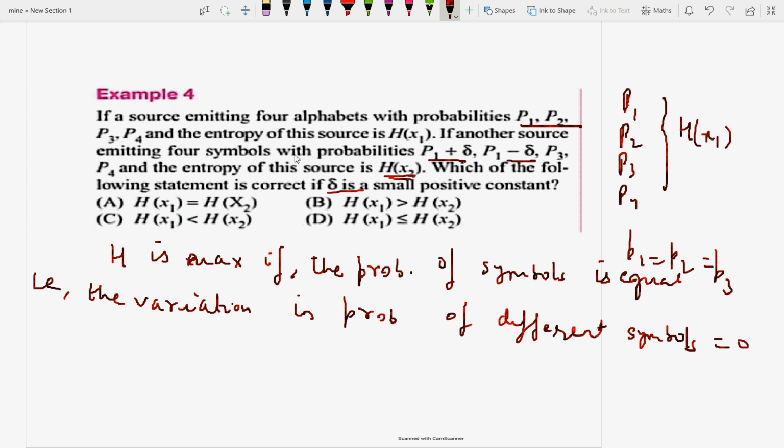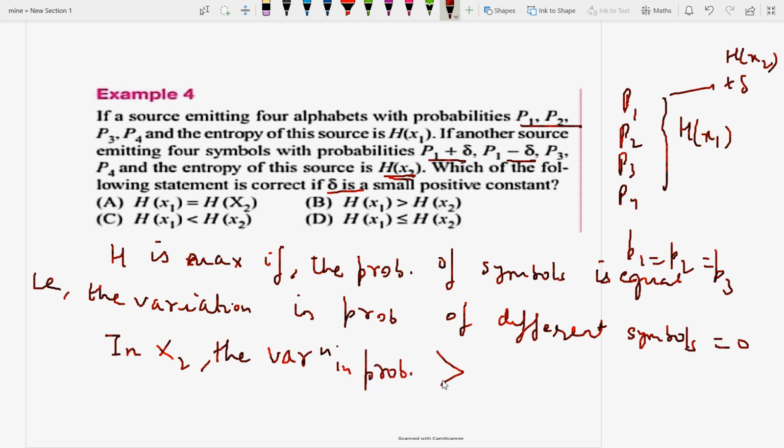If another source emits four probabilities where we are adding plus delta, then the entropy of this source becomes H of X2. So in X2, the variation in probabilities is more when compared with X1. Therefore, H of X1 is greater than H of X2. Okay, so the answer will be what? Here B is the right option, right?